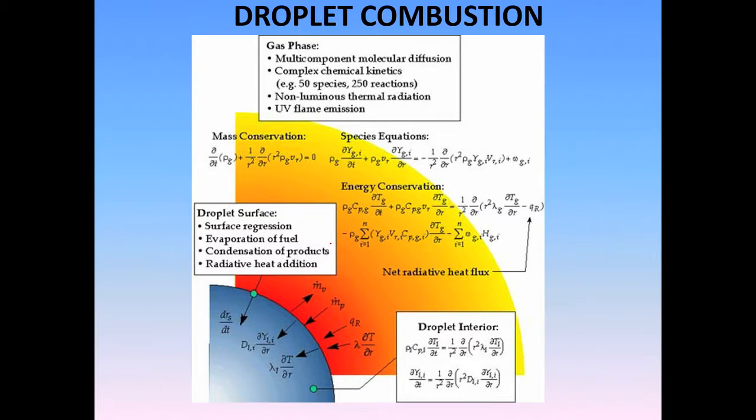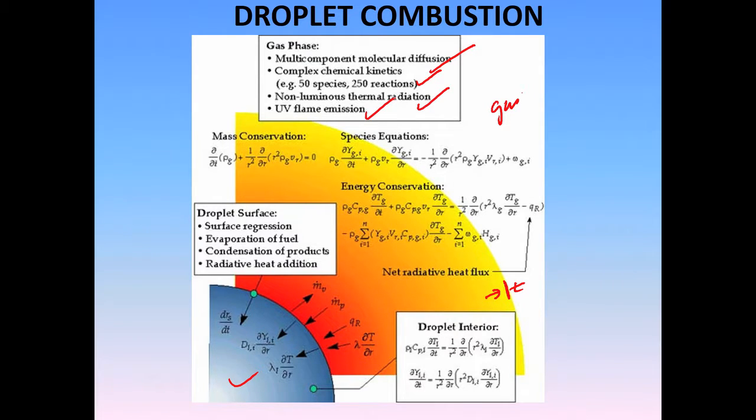Now, if we want to solve this equation along with combustion, and this is not to scare people away, this is the droplet, this is where the combustion front is, basically what we call the flame, and this is the gas phase flow field. You can see it is a multi-component molecular diffusion. When you have combustion, you have complicated kinetics, the chemical kinetics is extremely complicated. You can have as much as 50 species, 250 reactions, sometimes even more. There will be non-luminous thermal radiation, there will be UV emission.